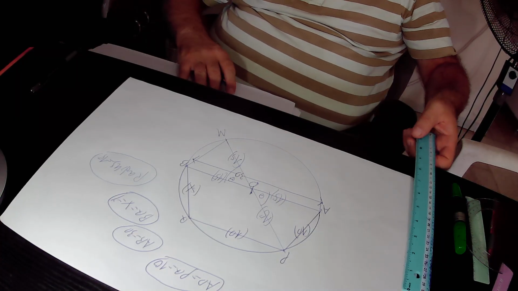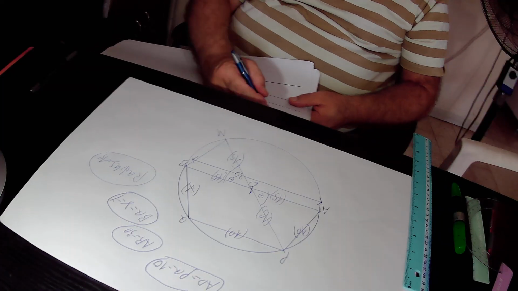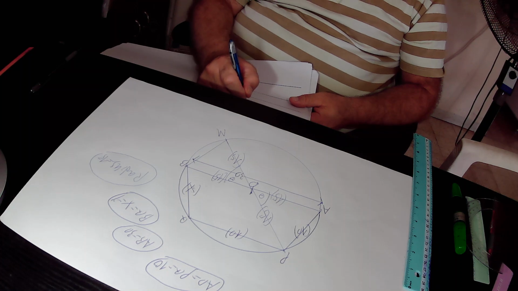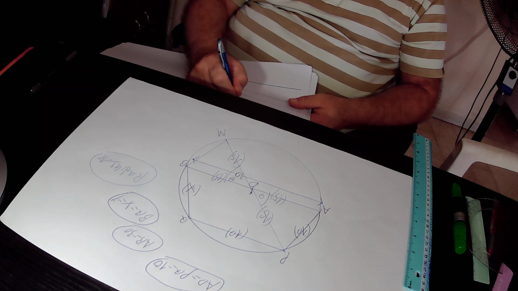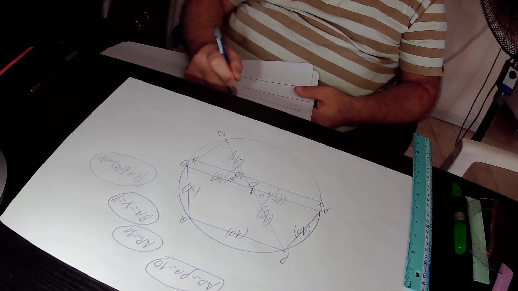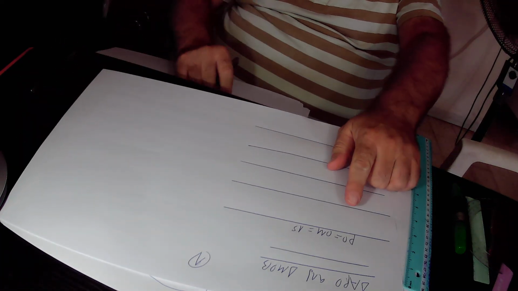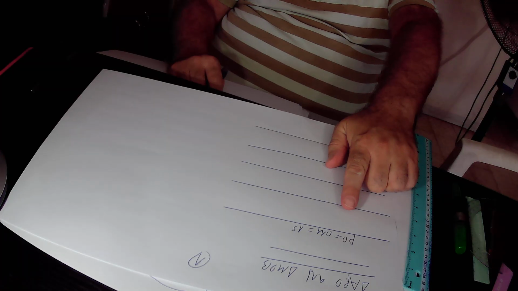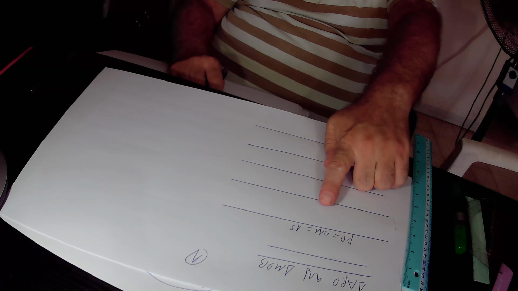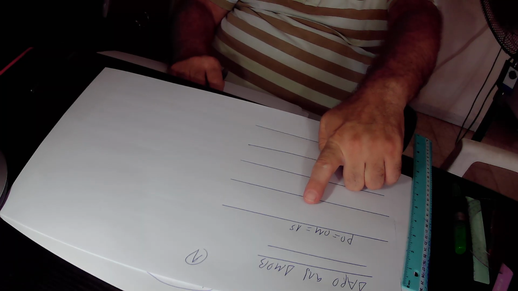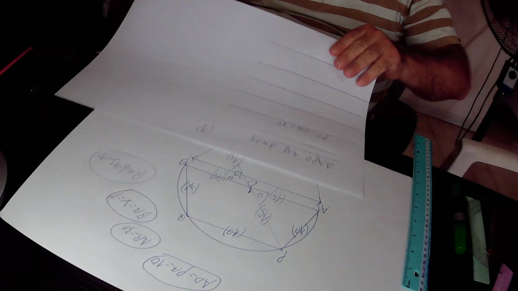So I write it down: PO equals OM equals 15. Repeat again: side PO of triangle APO is equal to side OM of triangle MOB. They are both radii of the circle, equal to 15 units, therefore they are equal to each other.